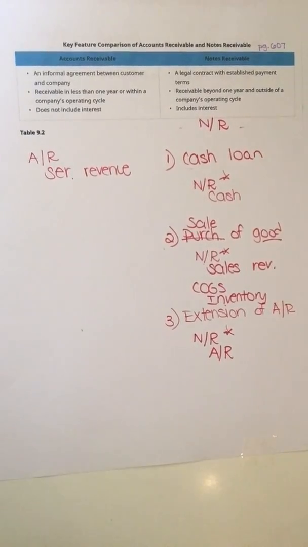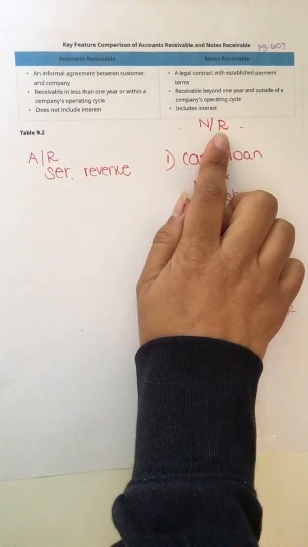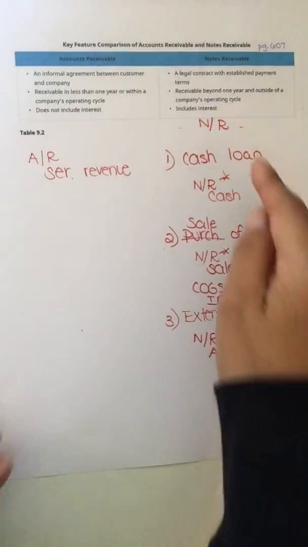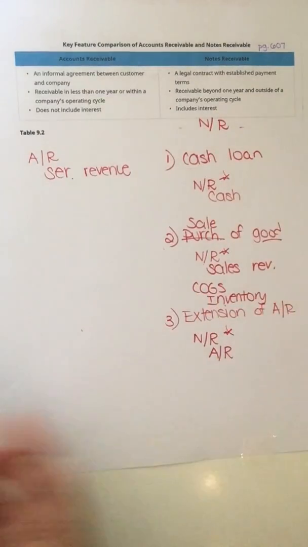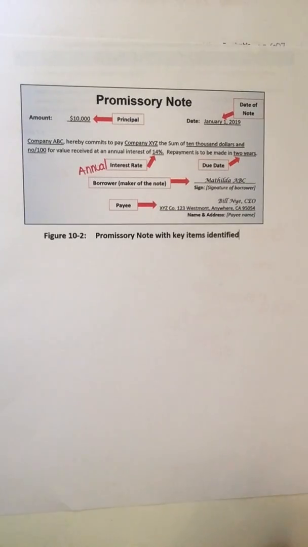Hello, welcome back. We said in this video we're going to cover the journal entries specific to a note receivable. So first we have to create the note. We said these are the three common situations in which a note would be created. Okay, so let's look at an example. Here is the promissory note that I showed you earlier, right?